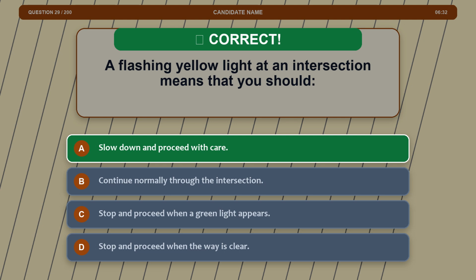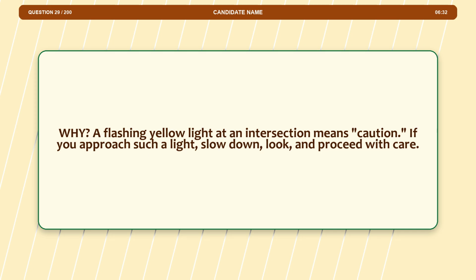The correct answer is option A, slow down and proceed with care. Explanation. A flashing yellow light at an intersection means caution. If you approach such a light, slow down, look, and proceed with care.